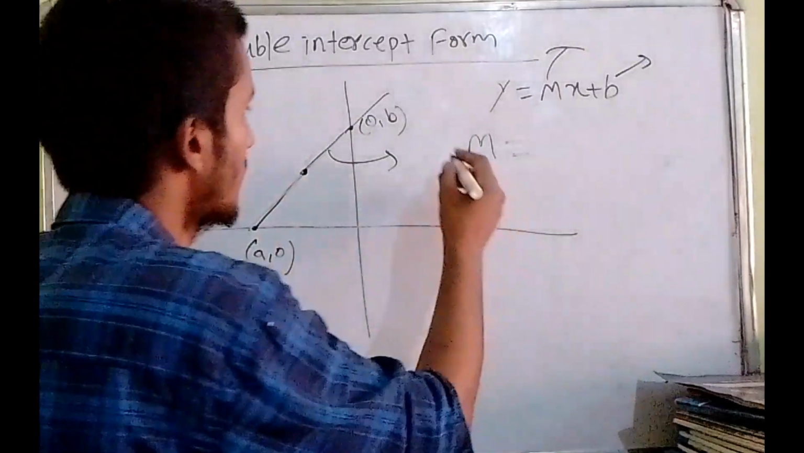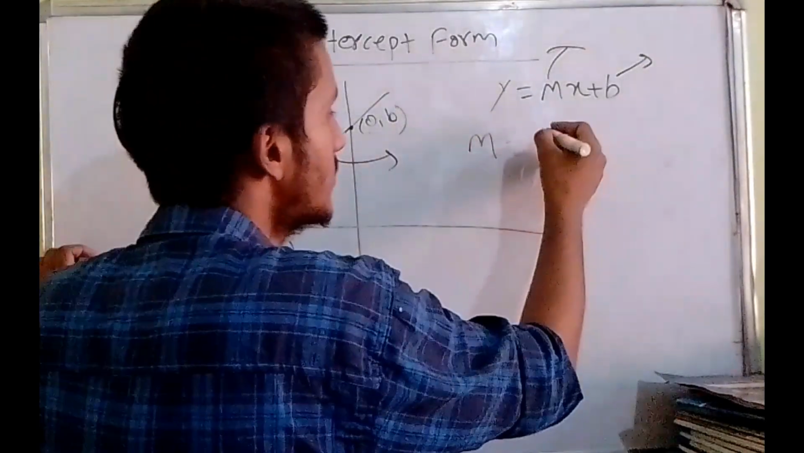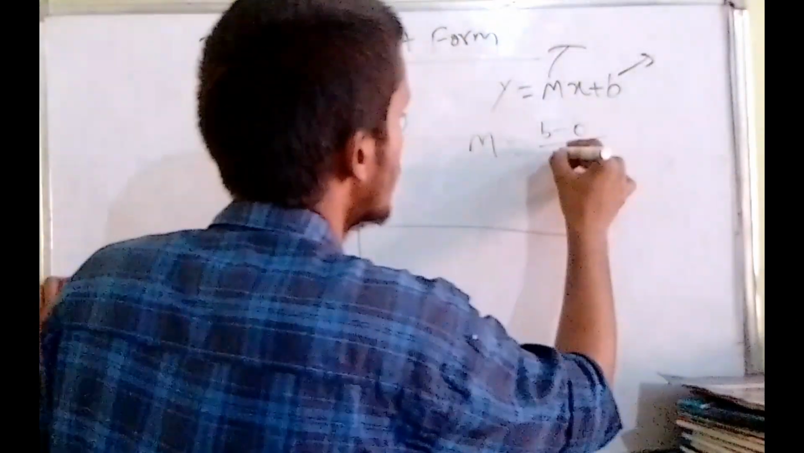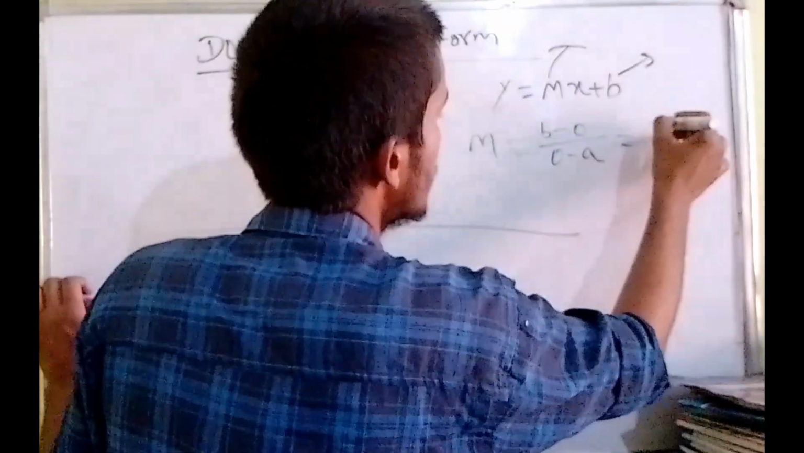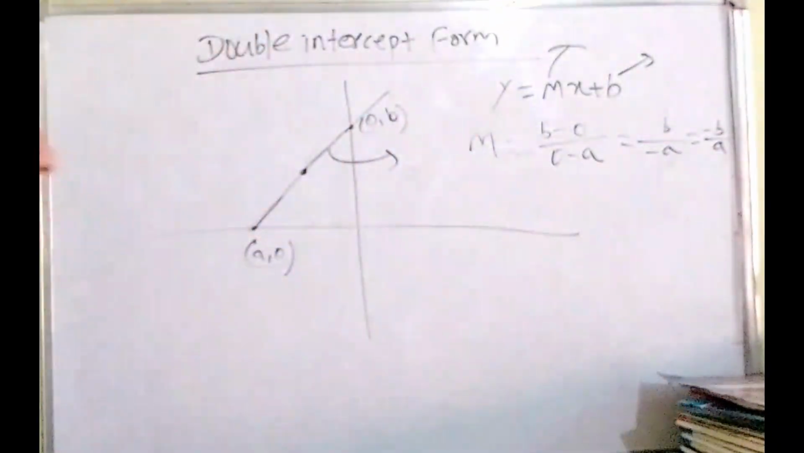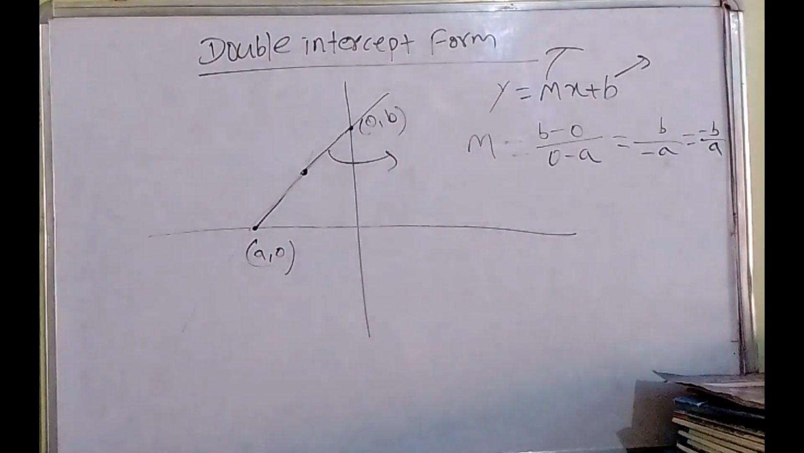Let's derive the m. It will be change in y, so b minus 0, over change in x, which is 0 minus a. So it's b over minus a, in other words, minus b over a. Pretty easy. That was our m, that is our slope.